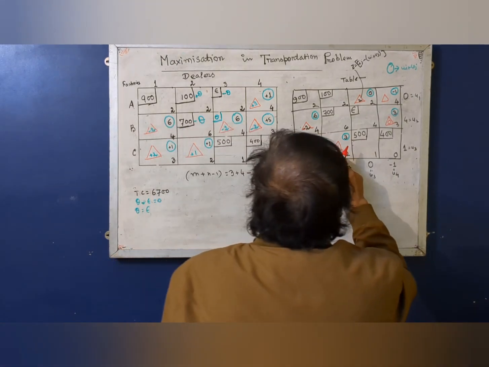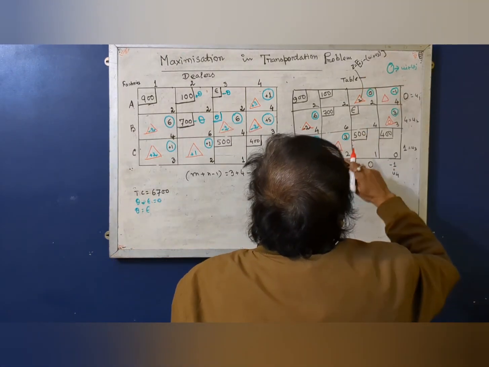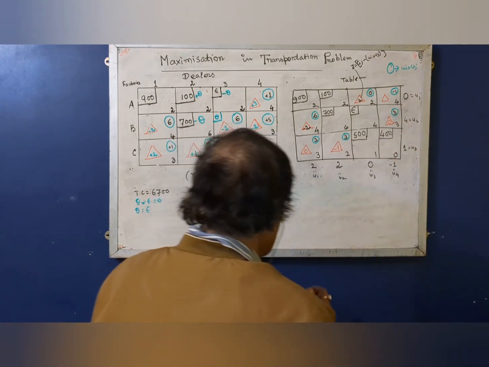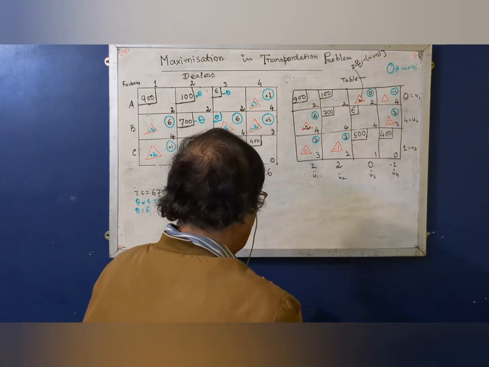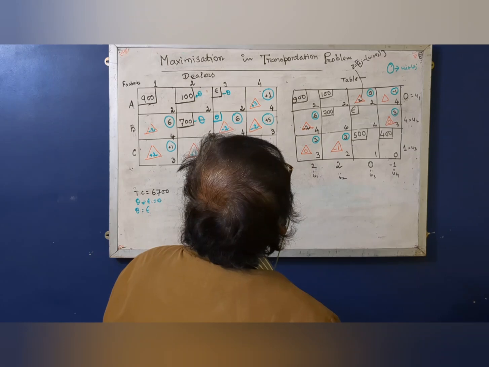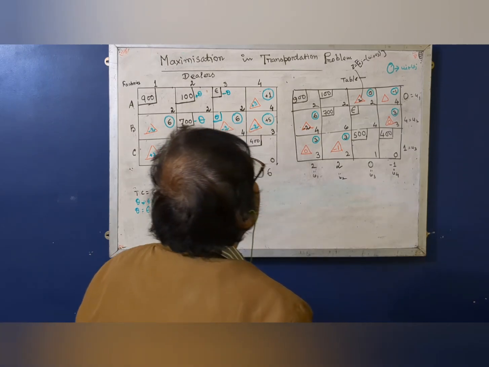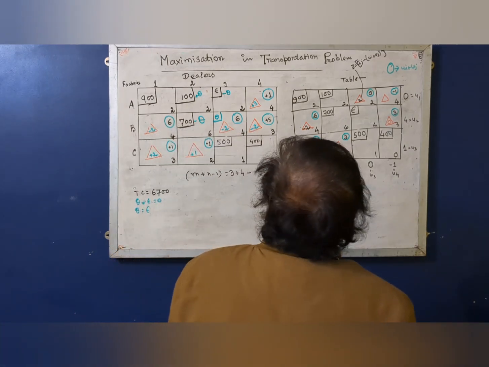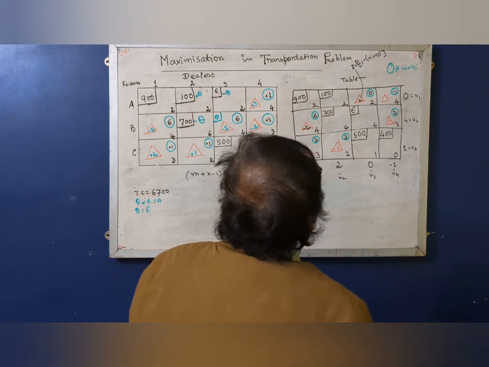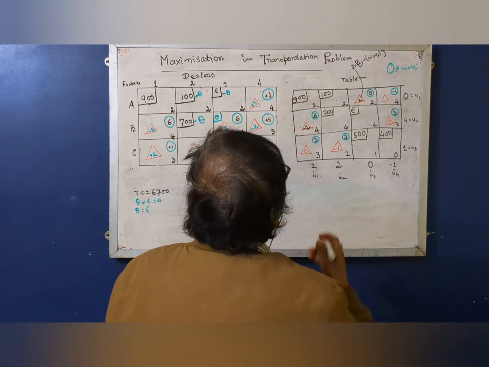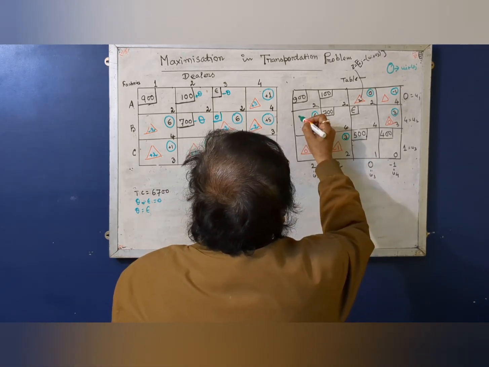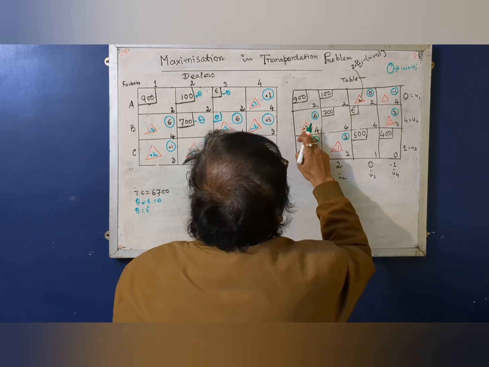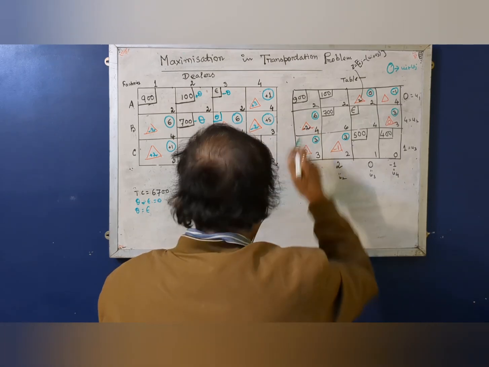Here again, Cij minus (Ui plus Vj) is not greater than or equal to 0. That means you have not reached the optimum. You have to proceed further. But which cell will you select for allocation? You have to select this one, which is the most negative.